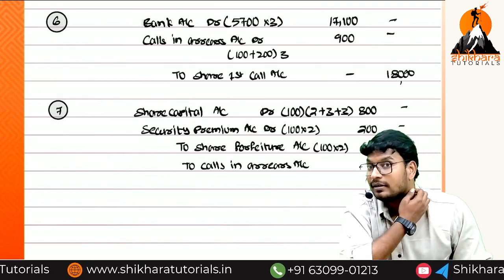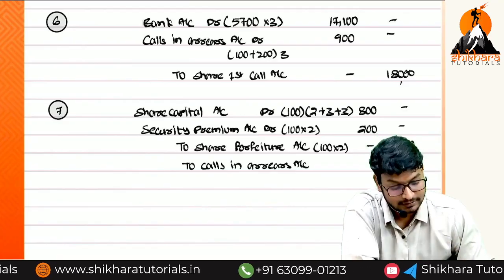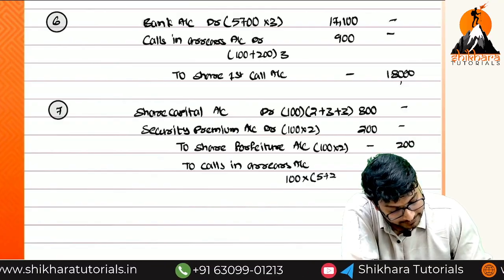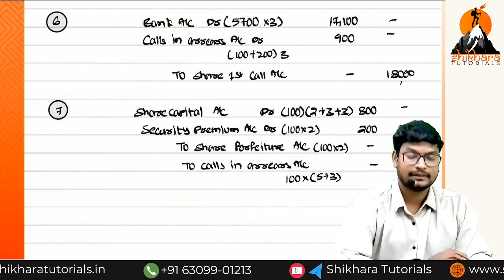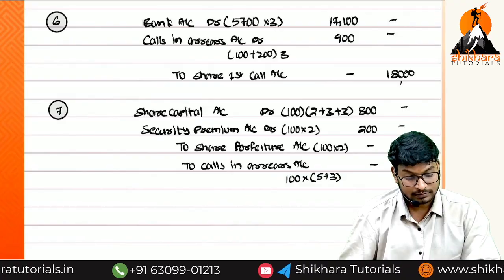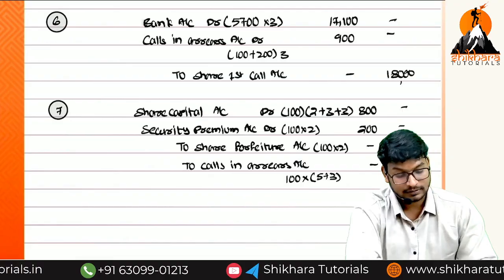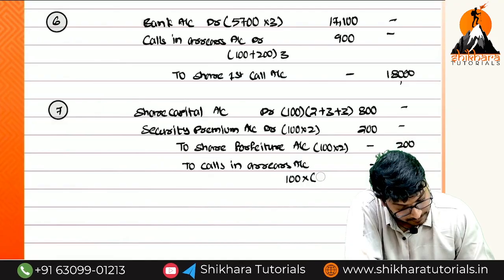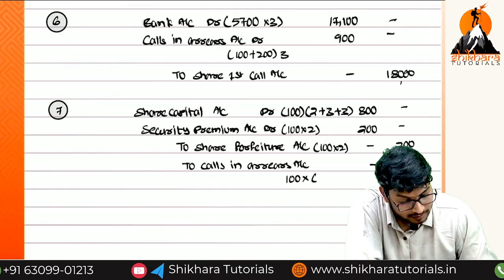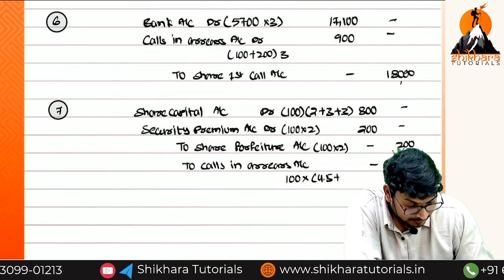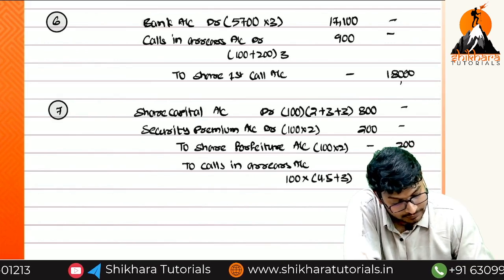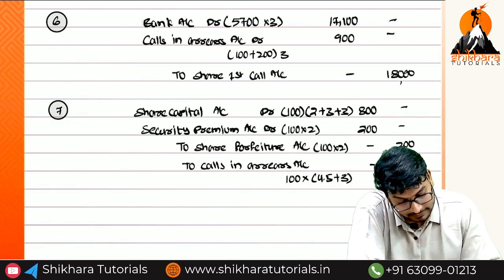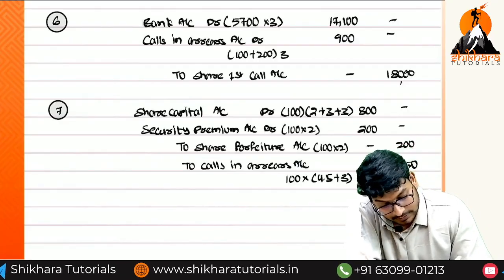Next, what are the calls in arrears? Second installment and third installment. So that is equal to how much? 100 into 5 plus 3. That is equal to 800. Is there any doubt? 4.5 plus 3 rupees. That is equal to how much? 750. And here, when coming to the securities, okay, wait.